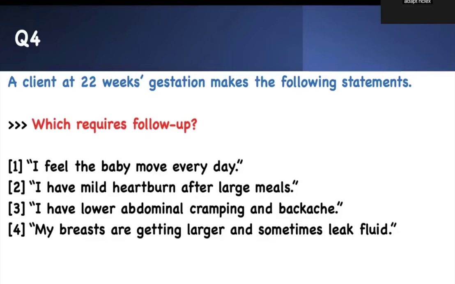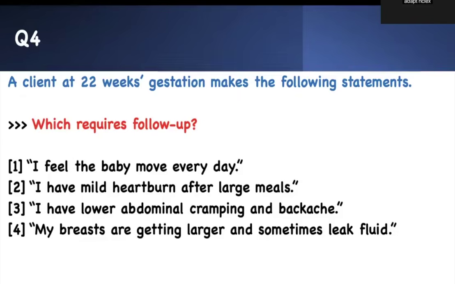That's all. Don't make it difficult. Straightforward. I give you the answer. If it's consistent with pregnancy, ignore it. I feel the baby move every day. Good. I have mild heartburn after a large meal. Of course, when you eat, food stays in your stomach. Because of the big uterus, it pushes on the stomach. You have heartburn, an expected finding in pregnancy.